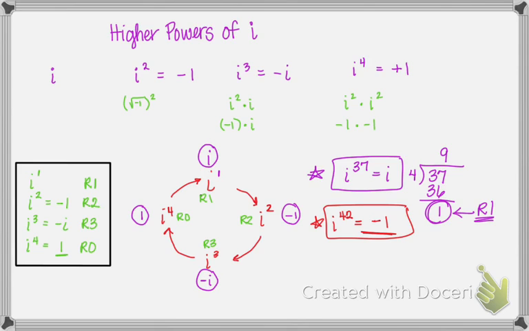Figure out what the remainder is. How many times does it go in evenly, and what will be left over? The remainder is what we care about when we divide. And so these are the answers we're looking for. It's either going to be equal to i, -1, -i, or +1. Those are the answers we're looking for. Okay? So that's how you evaluate higher powers of i.